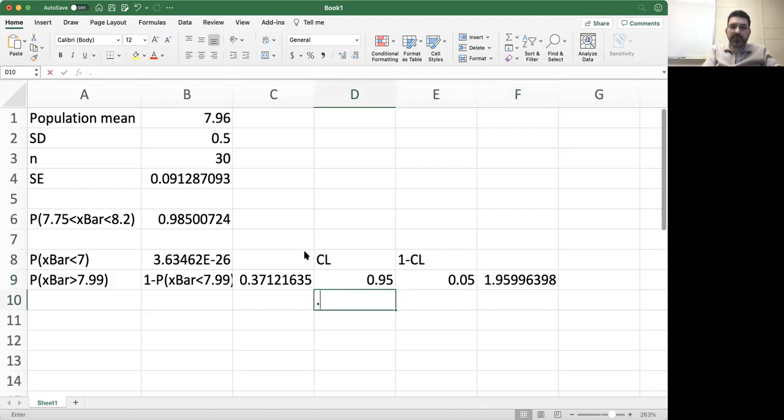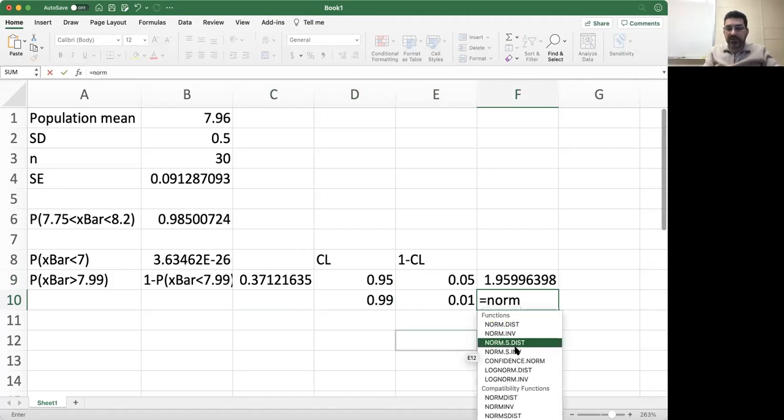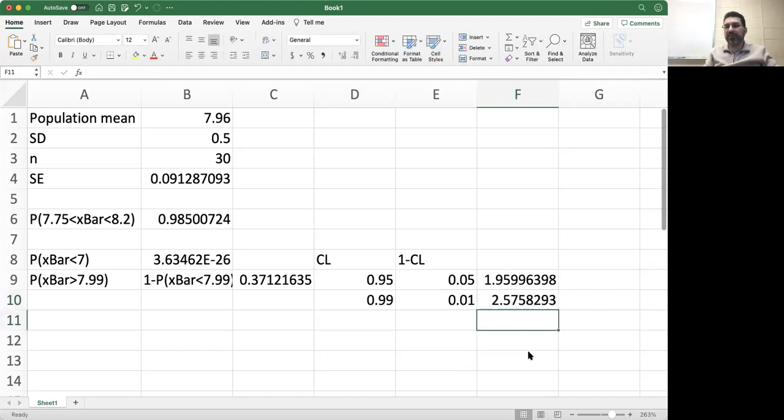Suppose you have here 0.99. So the remaining is 0.01. So here when we need to find the z in this case, you will use NORM.S.INV, and it will be 1 minus 0.01 divided by 2, like this. So it will be 2.575. So you can do this for any confidence level, as I said to you.